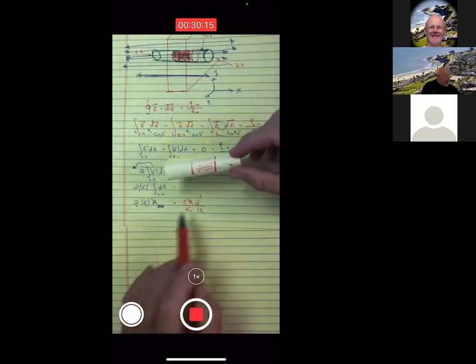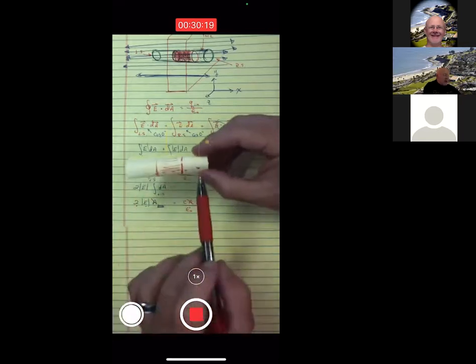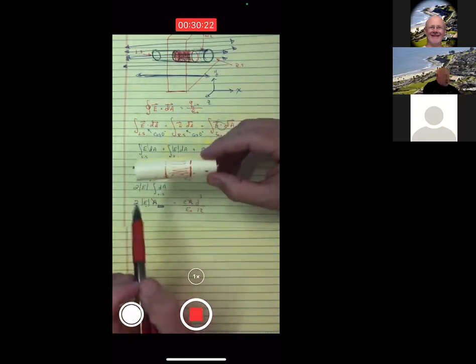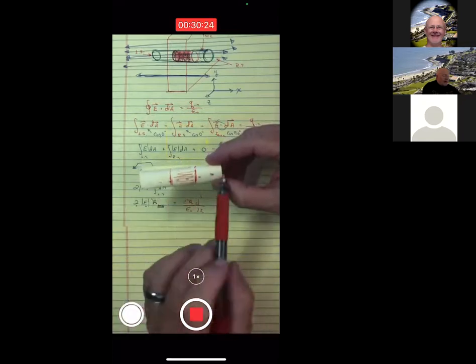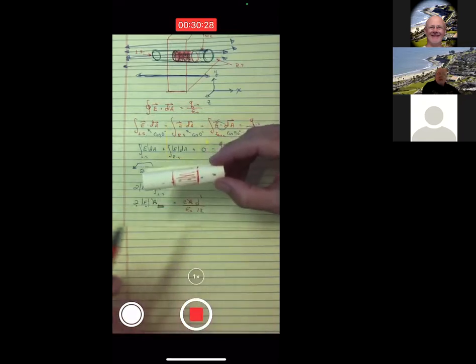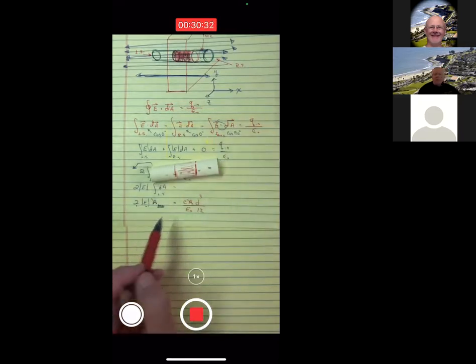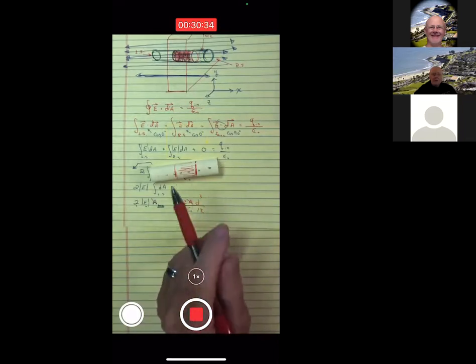Now, what is kind of interesting is you see here then that the electric field does not depend on how long the Gaussian surface is. So we're going to get the same value no matter how long we make it, as long as we're on the outside. So that answers an earlier question.